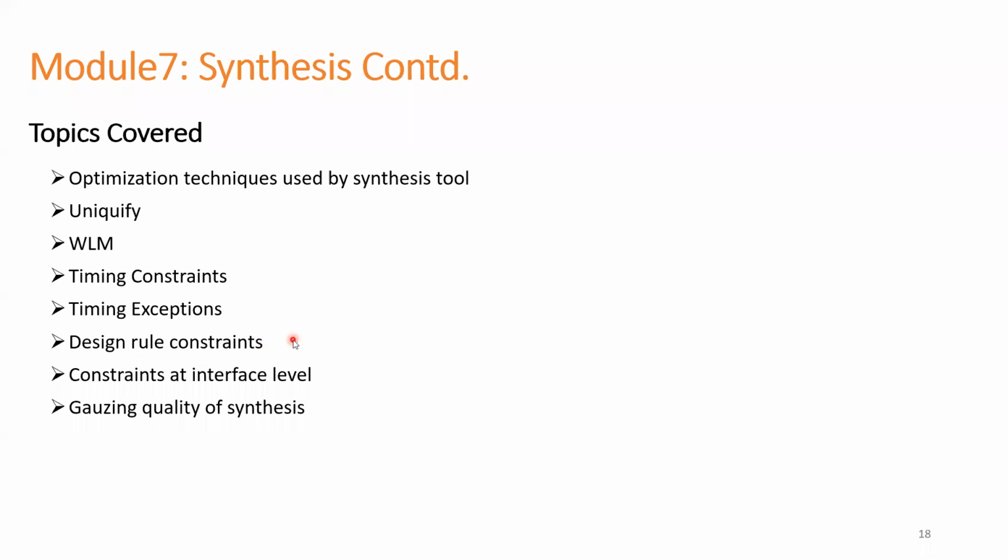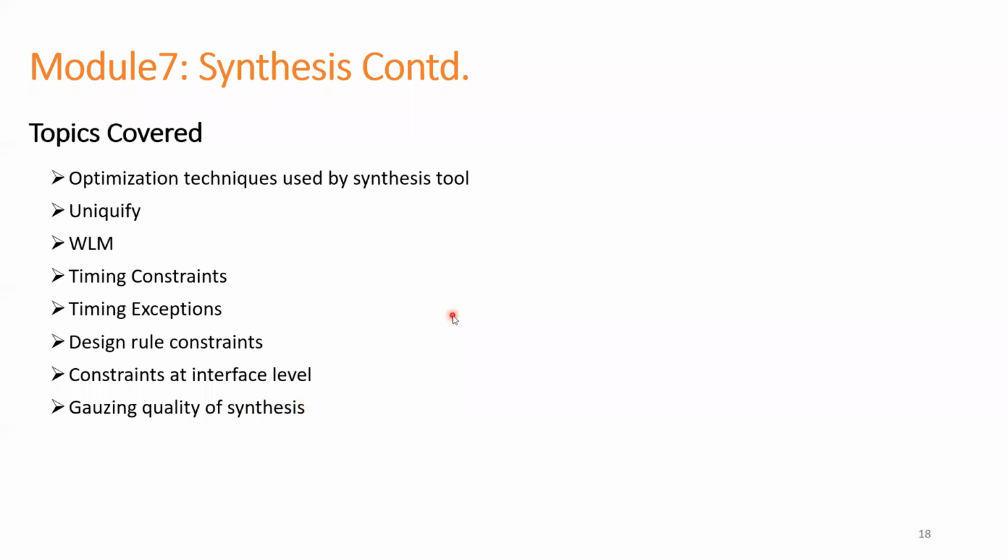Design rule constraints. So these are logical design rule constraints. Max transition, max capacitance, max fan-out, all are design rule constraints, logical design rules. There are physical DRCs also, that is a part of physical verification. Then interface constraints, such as latency. Let's say what is the clock latency from the previous block, that also will be given as a part of the constraints. So that is interface level.